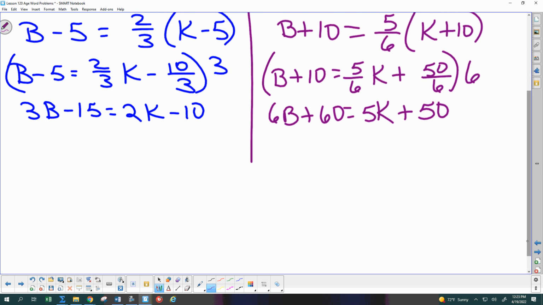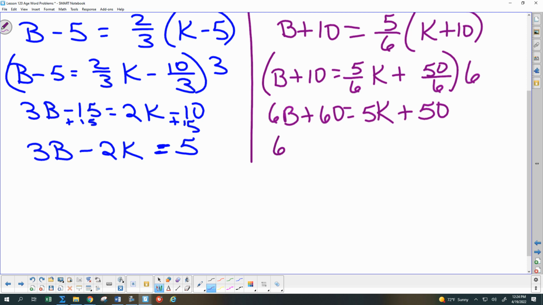We could clean those up a little bit. We could say 3b minus 2k. And then if I add my 15 to both sides, I have equals 5. Make sure I'm getting that right. As always, check my work.